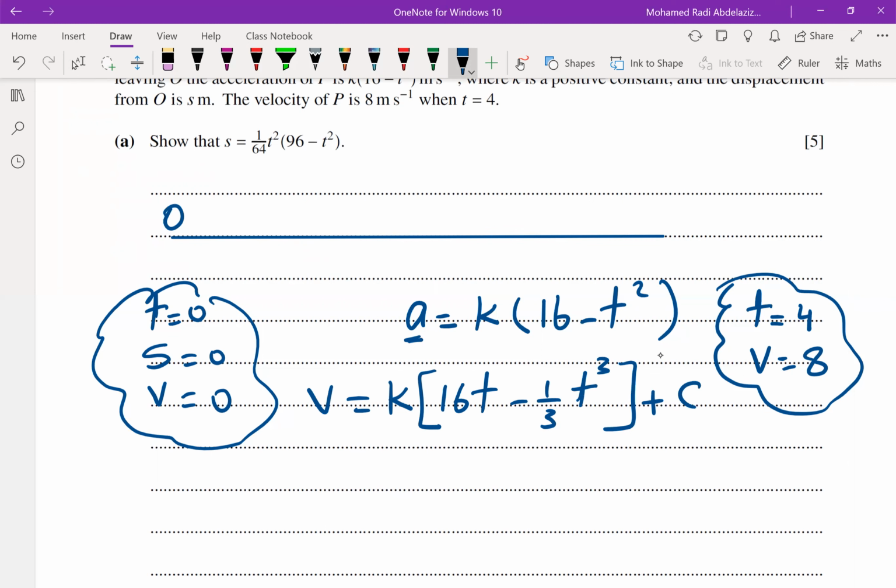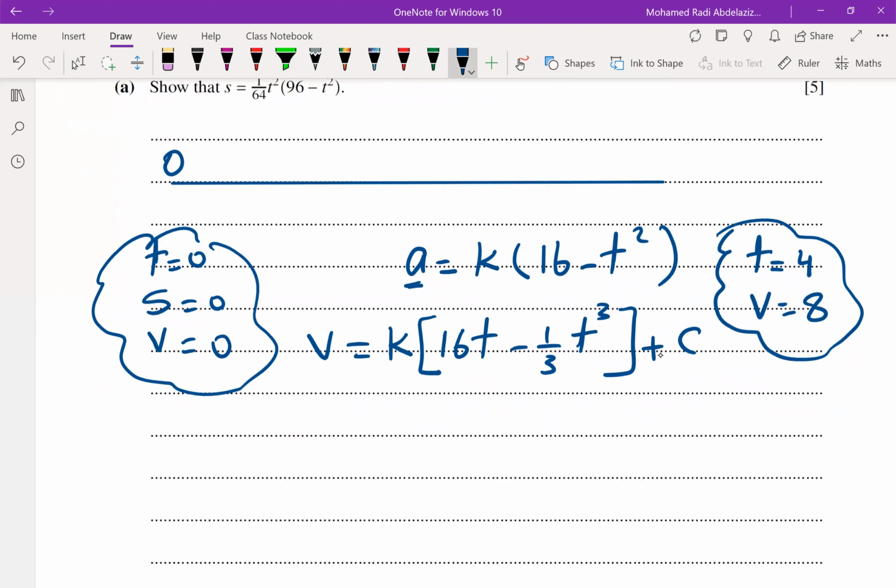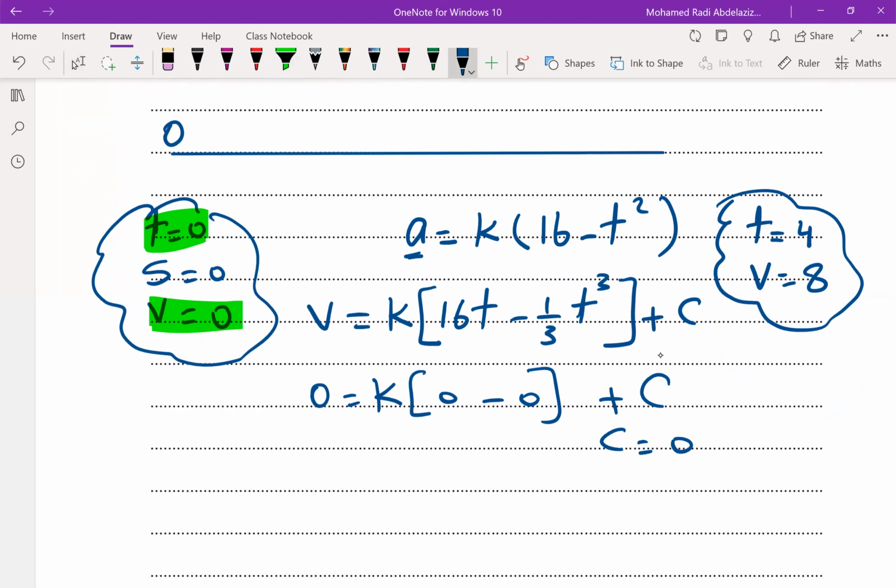Then plus C. The first information given: when t equals 0, v equals 0. So v is 0 is equal to k times (0 minus 0) plus C. So now it's clear the value of C is 0. So now velocity is k times (16t minus one third t to the power of 3).